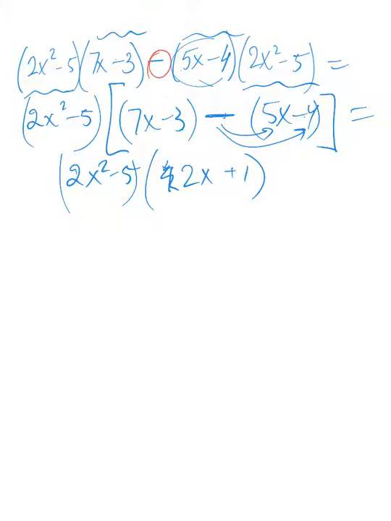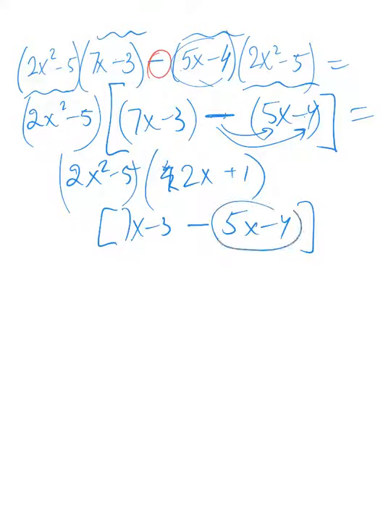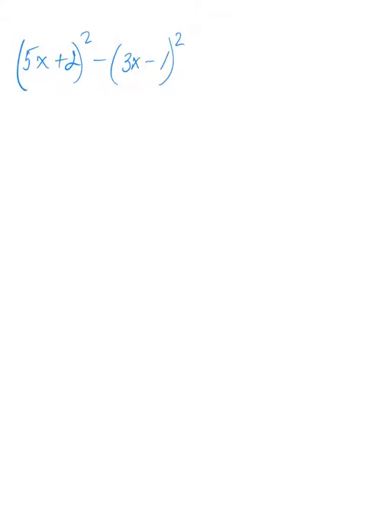If I did not take care of my brackets and parentheses, what often happens is people do this: 7x minus 3 minus, and then I just keep copying 5x minus 4. This is wrong, because I'm going to subtract this entire thing. So I am subtracting minus 4, and it will change sign. Let's look at a different example.